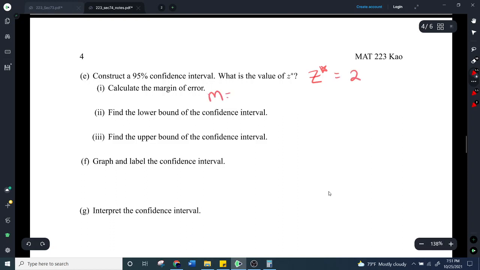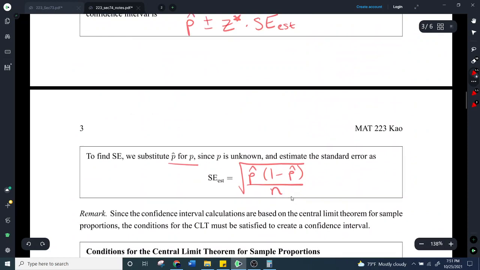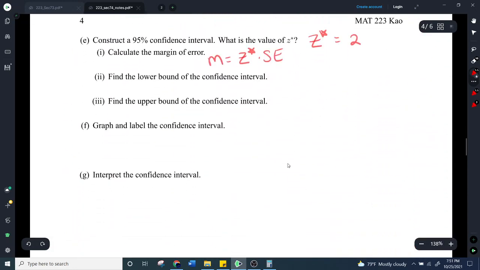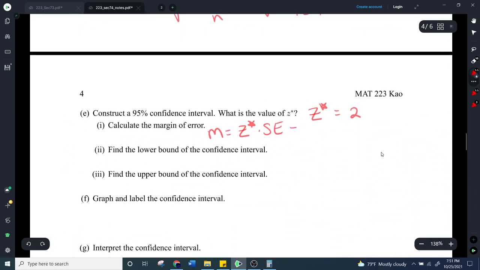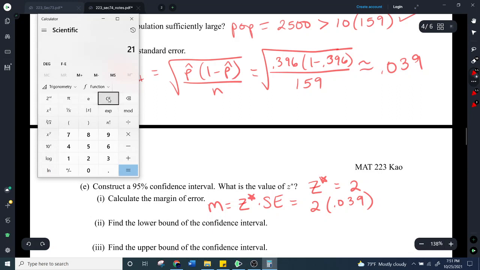Calculate the margin of error. The margin of error, remember, is Z star times your standard error. Make sure you see where I'm getting these formulas from. Don't just blindly copy them down. Go back and look at your notes. So Z star times my standard error means I'm going to do 2 times the standard error that I just computed, which was 0.039. So 2 times 0.039 is 0.078.